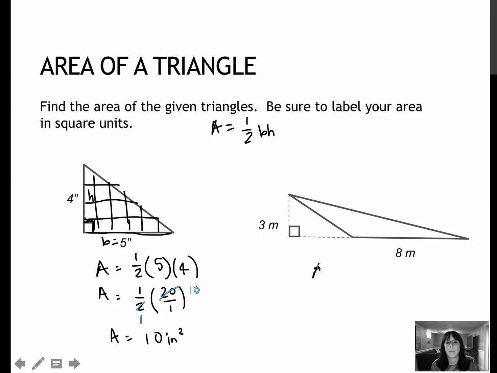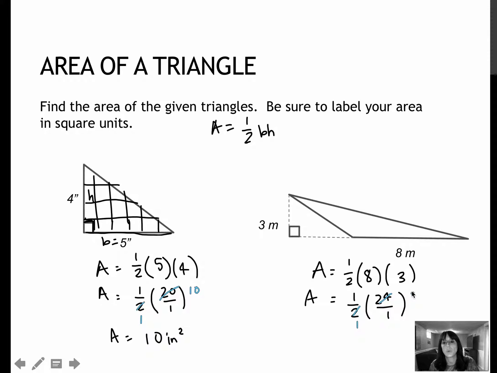Same thing's going to happen on my second example. It's 1/2 times my base of 8 times my height of 3. Again, it doesn't matter the order you choose to multiply these in. If I wanted to take 1/2 times 8 first, I could, or I could go ahead and, like my last example, take 8 times 3, which is 24, and write it as 24 over 1. And then I'm going to choose to reduce. 2 divided by 2 is 1, 24 divided by 2 is 12, and so my answer is 12, and this is meters, and so it's square meters.